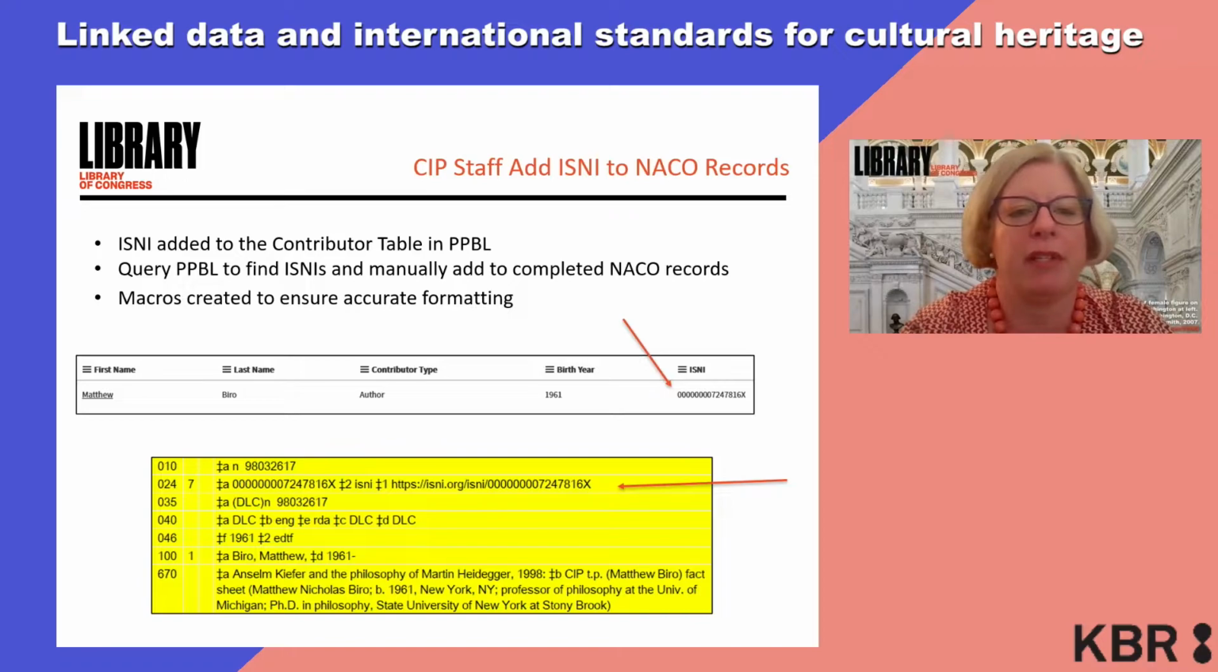The CIP program staff will query Prepub BookLink to find those ISNIs and manually add them to the completed NACO records. And we have a macro to make sure that they are creating the ISNI URI correctly, or the whole metadata field, in the 024 field of a NACO record, which looks yellow in our database. This is the way it looks in our ILS for a cataloger. The 024 field there is added by a macro created to provide that information. Next slide, please.